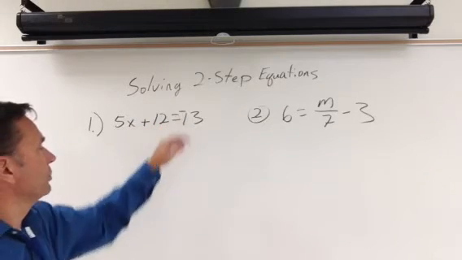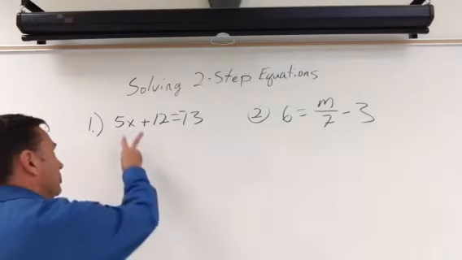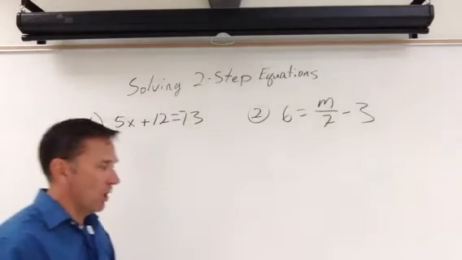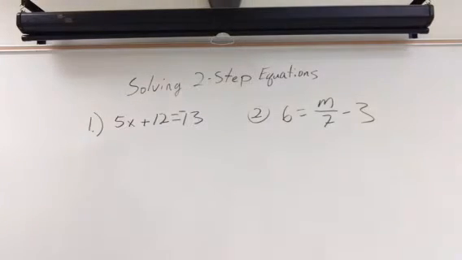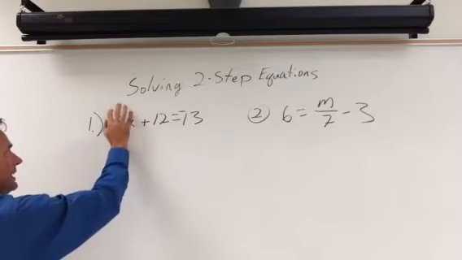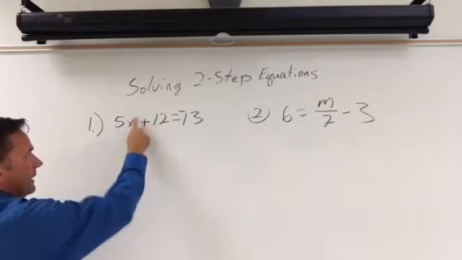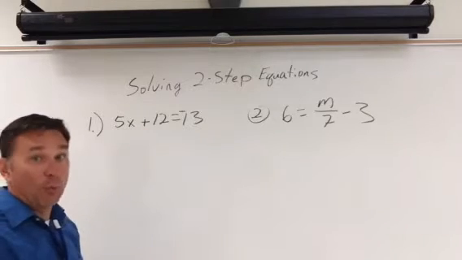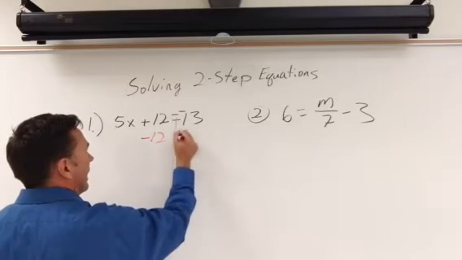5x plus 12 equals negative 13. Now you've seen this before, but now there are two things going on instead of just one. The first thing we want to think about is, what is the 12 doing to the x's? We want to look at that first. Because it's being added, just like before, we want to add the opposite. So we're going to add negative 12 to both sides.